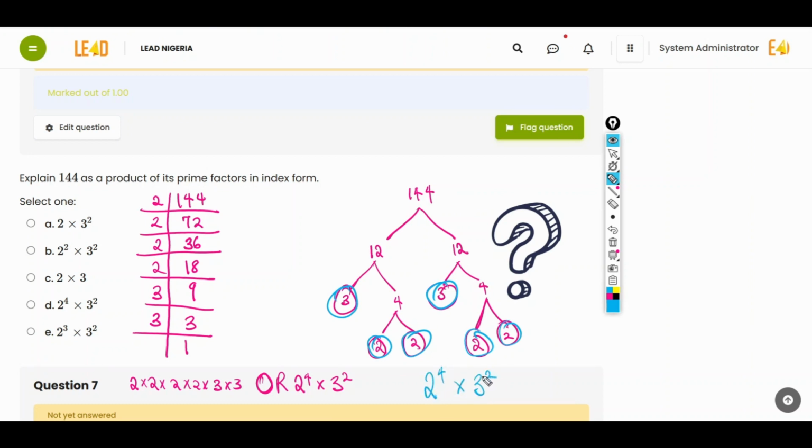Okay, so you can learn to practice both of them, so that whichever one is easier for you, you just run with it. All right, the answer is 2 raised to the power of 4 times 3 raised to the power of 2. That's D.